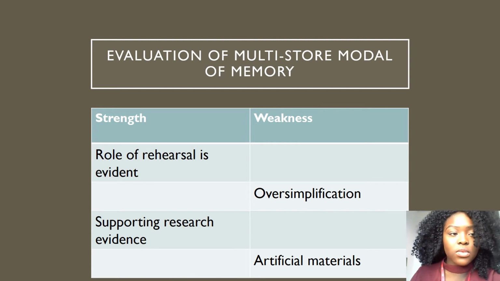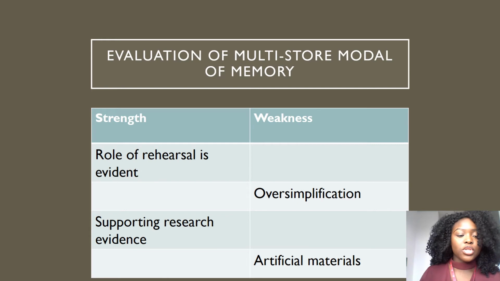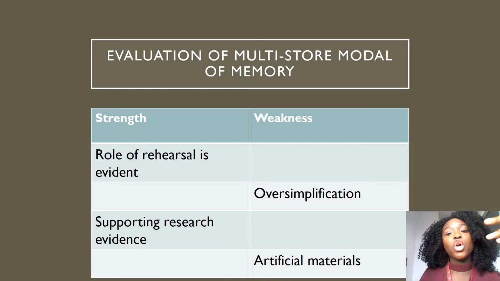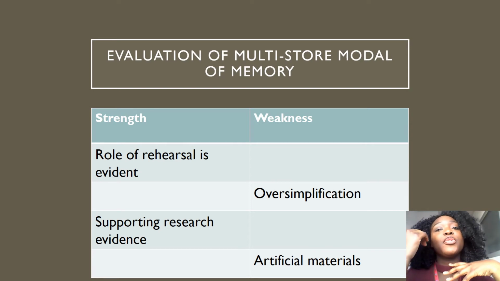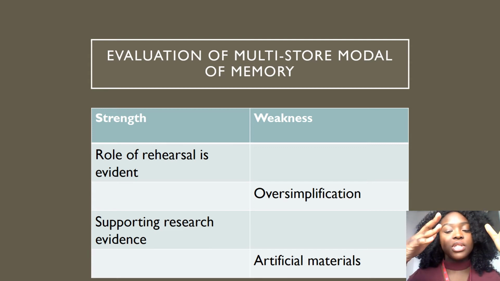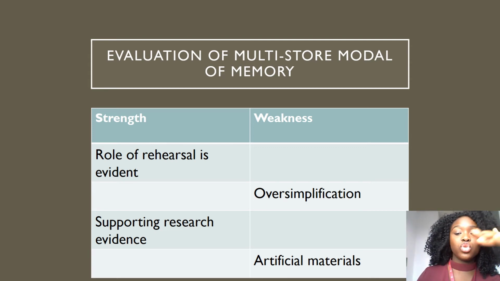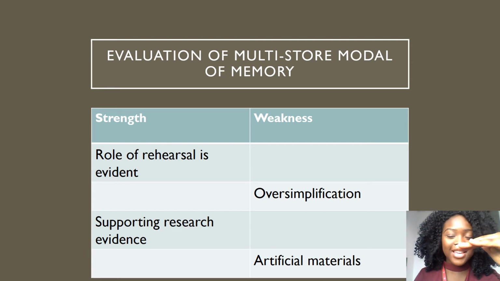The next weakness is artificial materials. Most of the experiments that support the multi-store model of memory are lab experiments that focus on words, letters, and consonant syllables. So they are not really related to real life, where we have things like people's faces and situations we're in that help us store memory. So this basically makes the multi-store model of memory lack ecological validity.